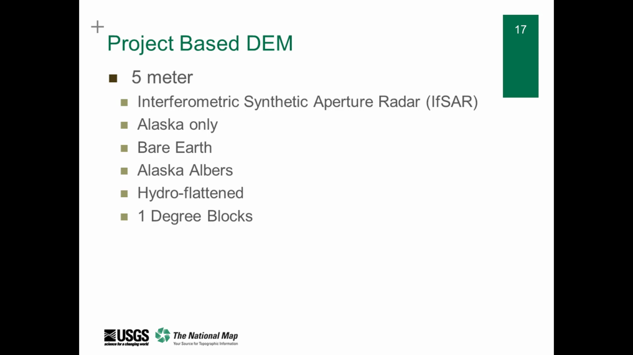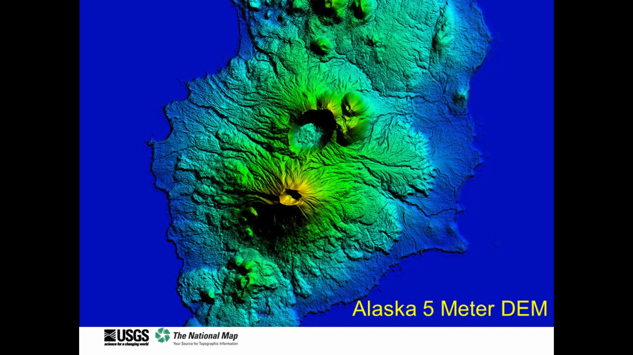Similar to some other USGS DEM products, the data are delivered by large 1-degree blocks, which makes staging and delivering data easier. This image shows the 5-meter Alaska project-based DEM for the Mount Edgecombe area near Sitka, Alaska. Landforms are clearly visible.